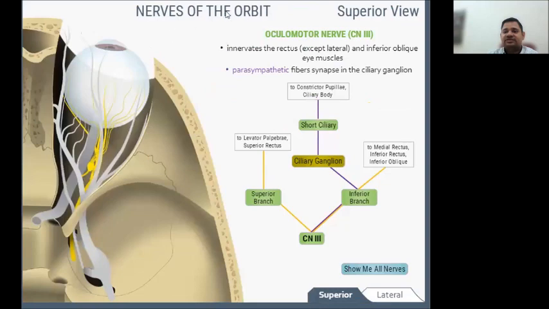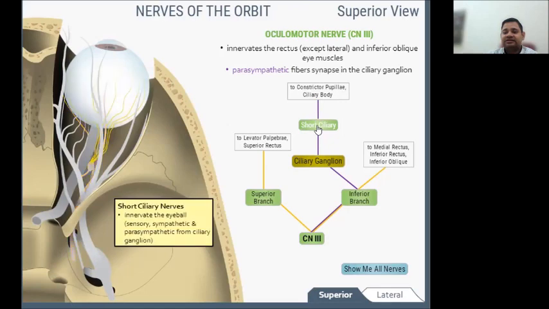Now, specifically, if you see about the oculomotor nerve, that is nerve number 3. This is important because it is going to give the supply to the maximum of the extraocular muscles. So it innervates the rectus muscles except the lateral rectus, and the inferior oblique muscle. The parasympathetic fiber synapses in the ciliary ganglion. So what happens here? To the constrictor pupillae or ciliary body, then comes the ciliary nerve. It innervates the eyeball, sensory, sympathetic, and parasympathetic from the ciliary ganglion.